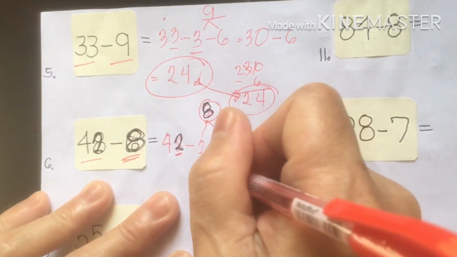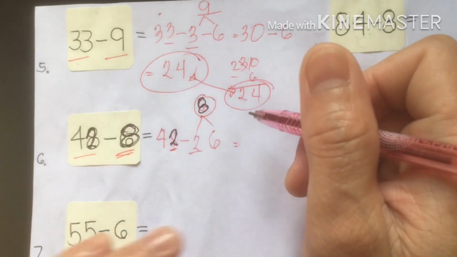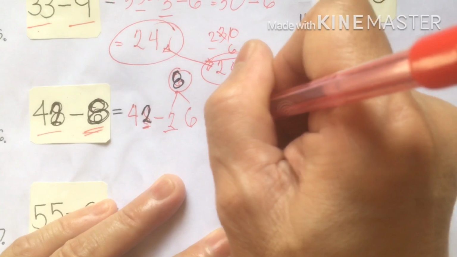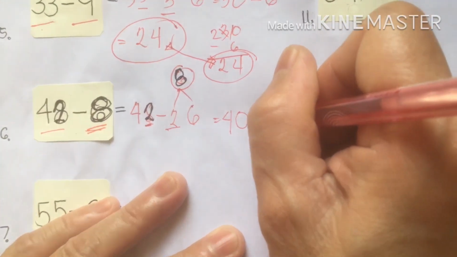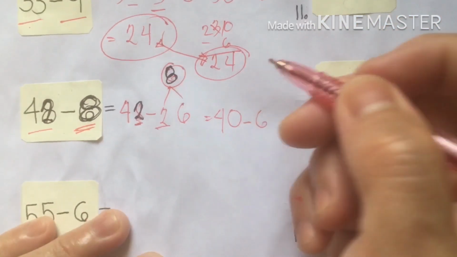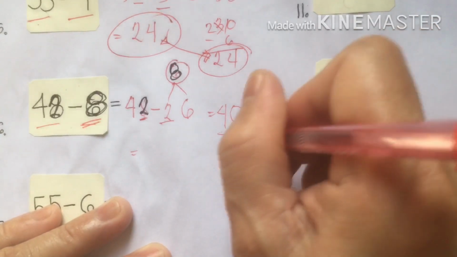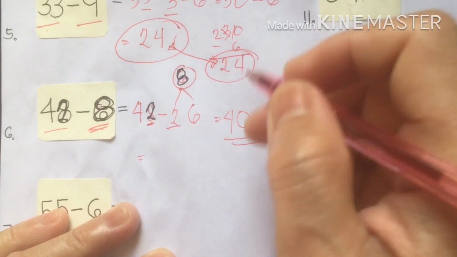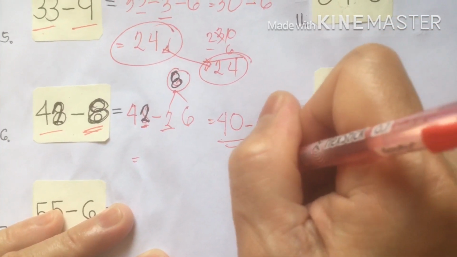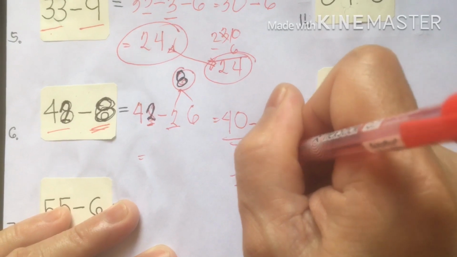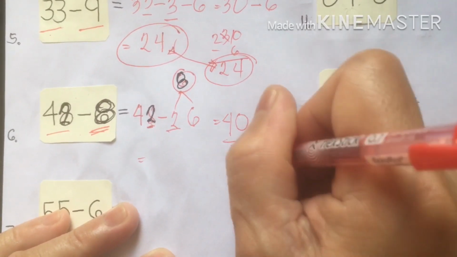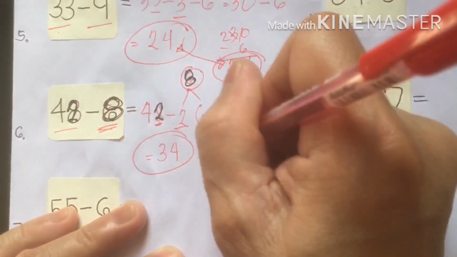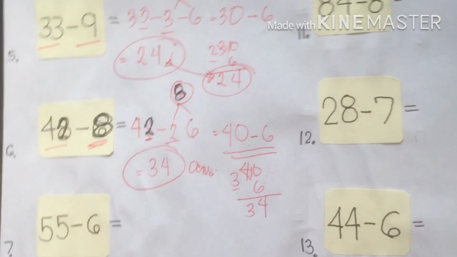Okay, now we can start subtracting. So 2 minus 2 is 0, then 4, that's 40, then minus 6. Okay, we can subtract it now. 40 minus 6, so I'm going to show you how to answer. 10 minus 6 is 4. Then 4 becomes 3, so we're going to write here 34, our answer.